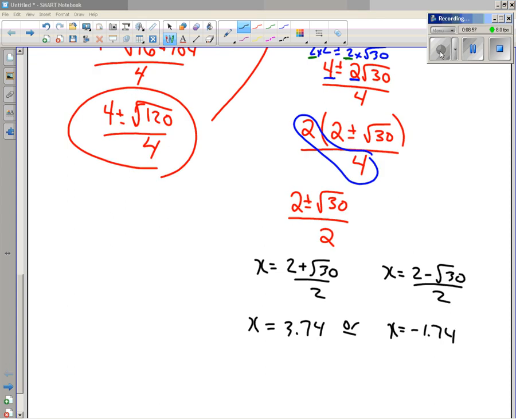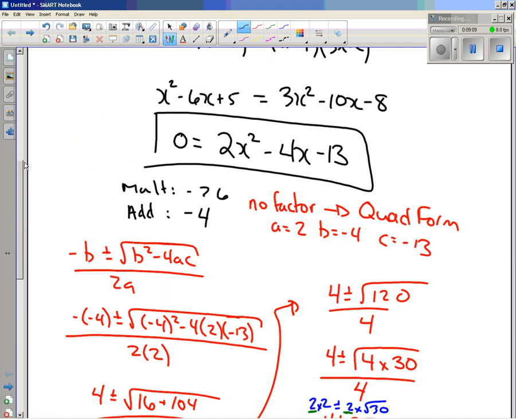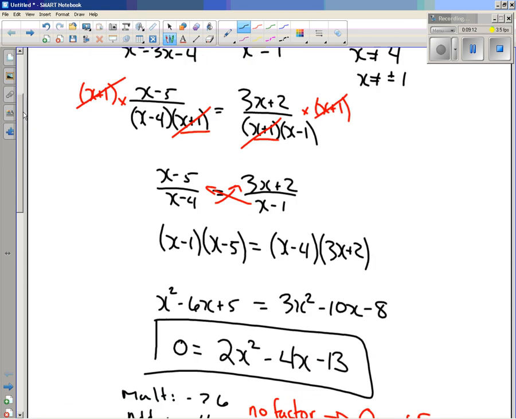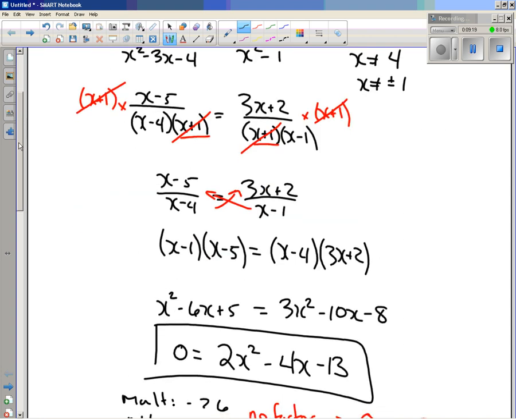Okay, so if we're looking at this, we now have a couple solutions. We have a solution of 3.74 and negative 1.74. Neither of those is one of our restrictions. So to go up to the top, both of those fit into our restrictions, so our solution is valid. So we've solved that. What's another way we can solve this problem?